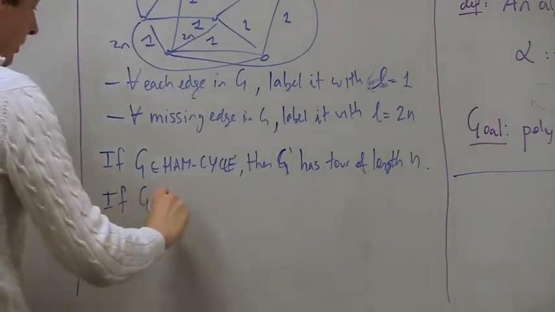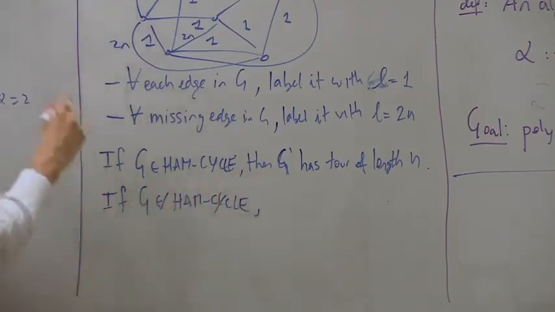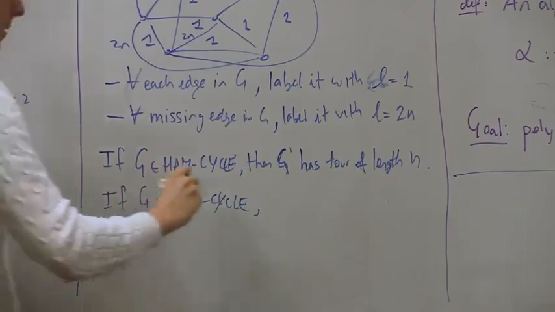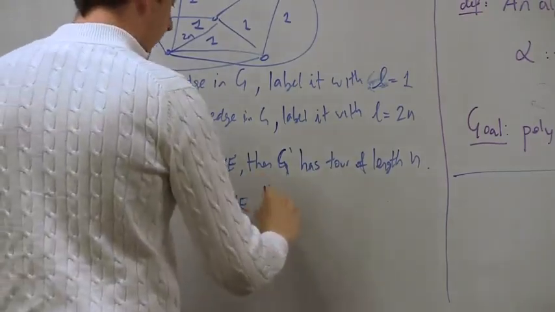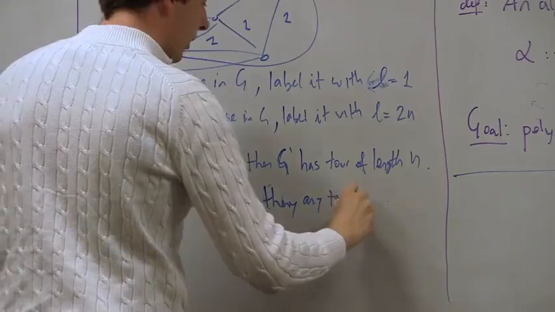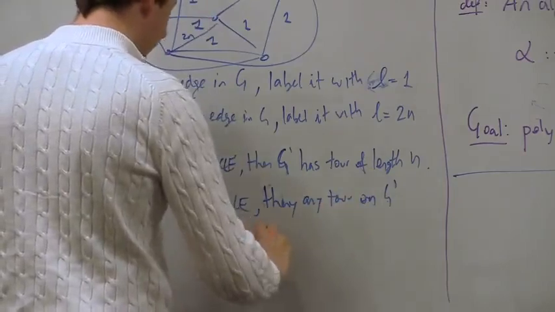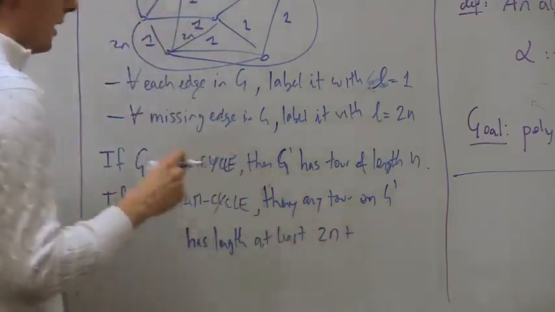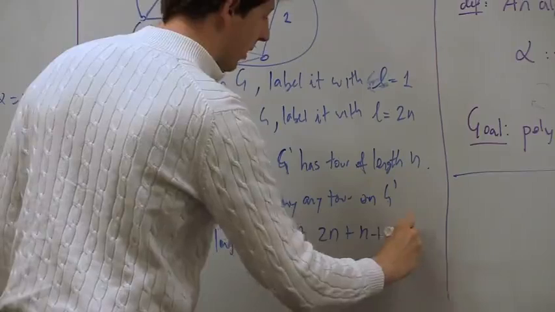If G does not have a Hamiltonian cycle, then all tours on the new instance will use at least one edge that didn't exist. And that edge will have weight 2n, right? Then any tour on G prime has length at least 2n plus, in the best case scenario where all the other edges already exist, n minus 1. Okay, so this is 3n minus 1 overall.